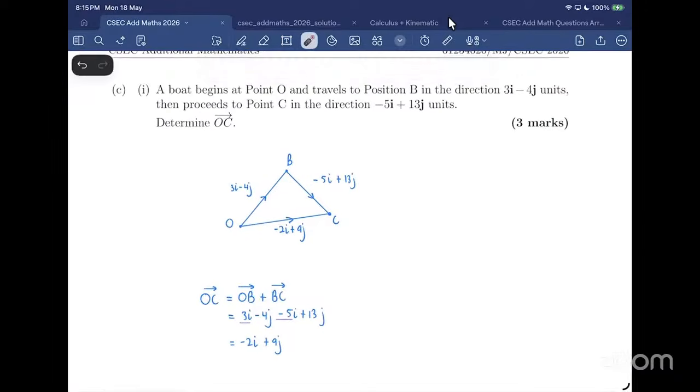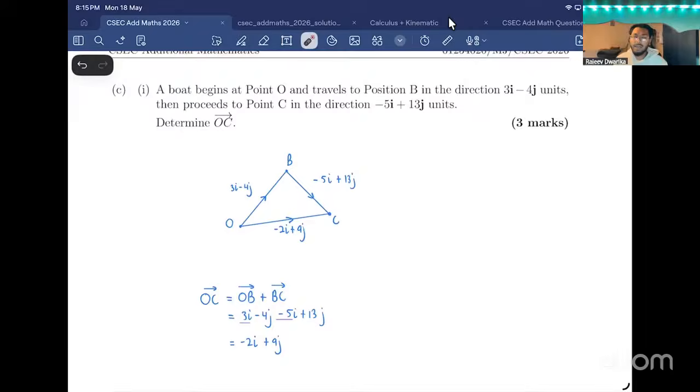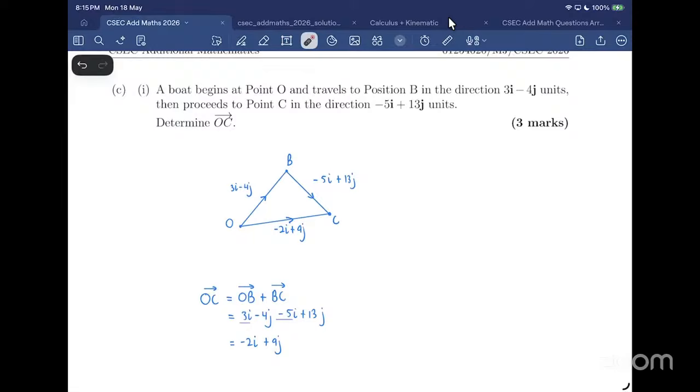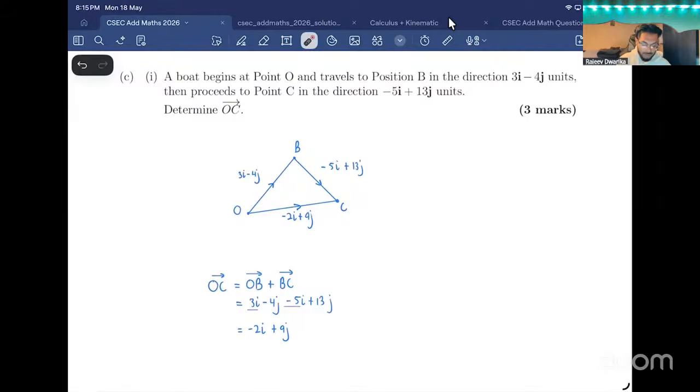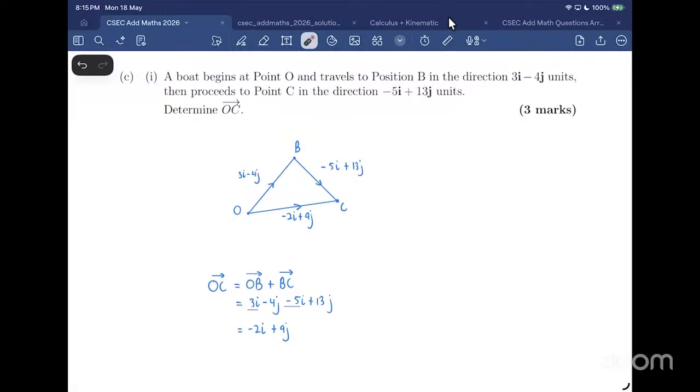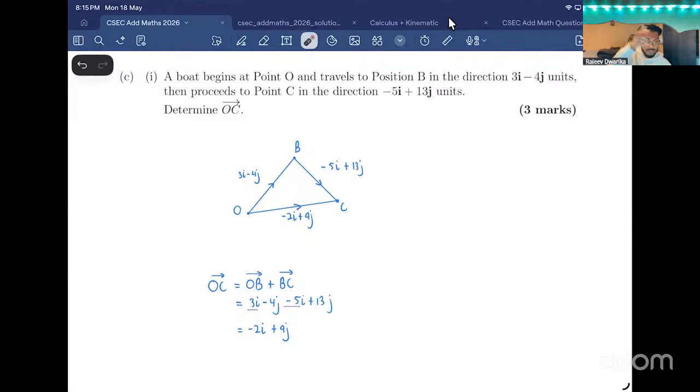Isn't I the unit for X and J the unit for Y or something like that? Yeah, so I represents 1 unit to the right on the x-axis, and J represents 1 unit up on the y-axis. I and J are both unit vectors, and any linear combinations of the unit vectors would allow you to span the Cartesian plane. So basically any multiple of I, when you combine it with J, allows you to traverse the Cartesian plane, to go to different places on it.